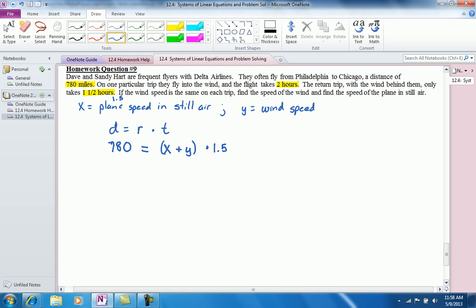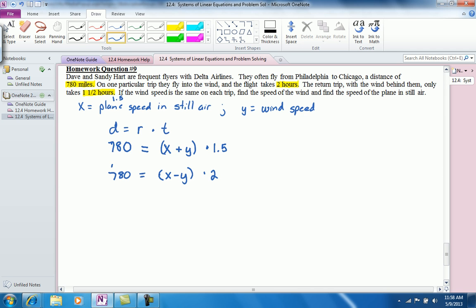My second equation is going to be similar. The distance is going to stay the same, 780. The rate, this time we're going into the wind, so the wind speed's actually going to be subtracted from the plane speed. It's going to slow us down a little bit. And since it's slowing us down, it's going to take us a little bit longer, which is the 2 hours in this case.